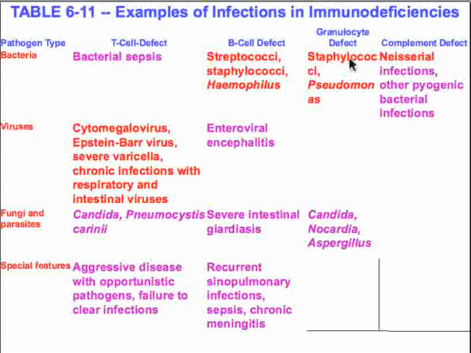So when you see patients that have various types of disorders, and you look at the expression of their disease, you can pretty much know whether it's going to be a T cell, a B cell, or a granulocyte. And in the case of a complement disorder, for example, that would be similar to a granulocyte defect, but for some reason, Neisseria infections are very, very abundant with genetic complement disorders.